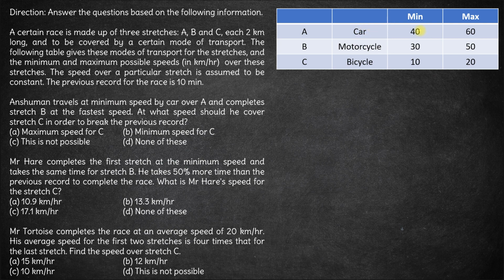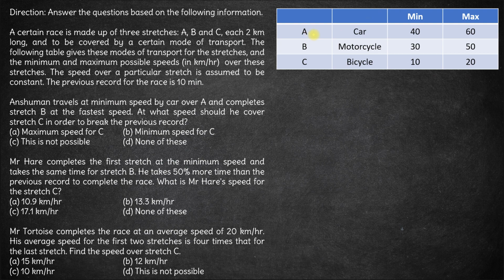The minimum speed the car can travel is 40 and the maximum it can travel is 60. And the same is given for stretch B and C as well. The speed over a particular stretch is assumed to be constant. The previous record for the race is 10 minutes.